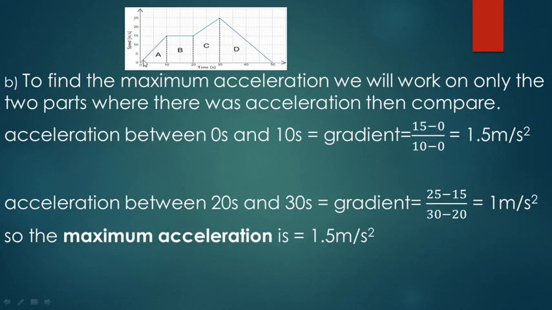The acceleration at the first part of the journey is the final velocity, which is 15, minus the initial velocity, which is 0, divided by the time taken, which is 10. This gives you 1.5 meters per second squared.